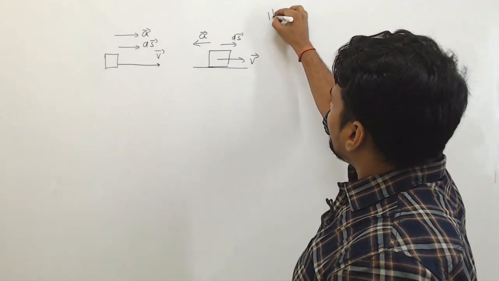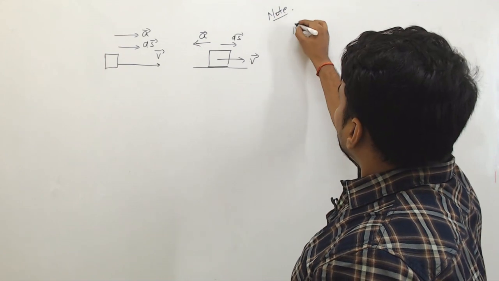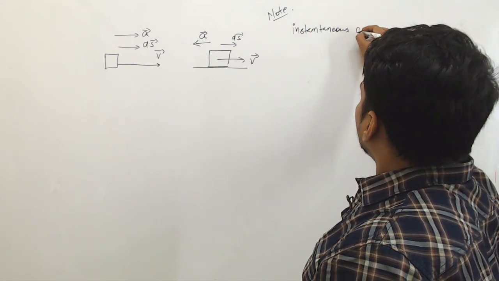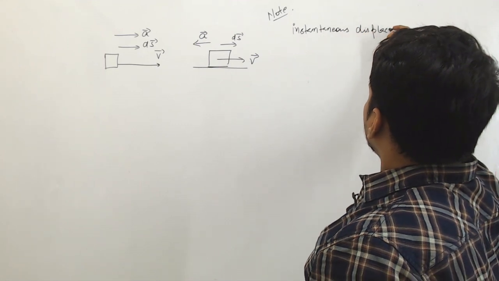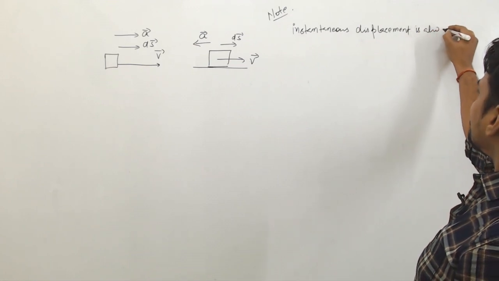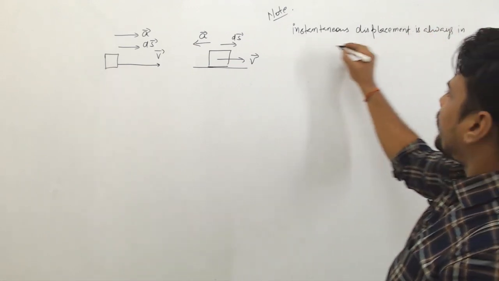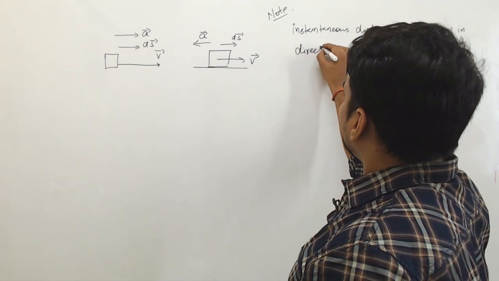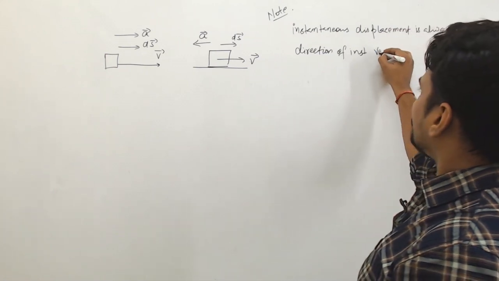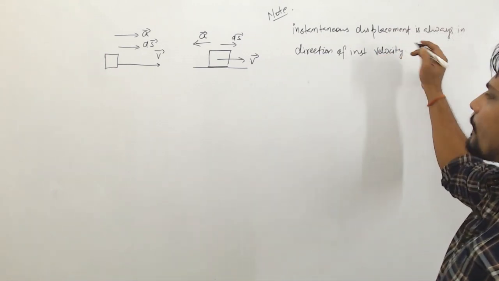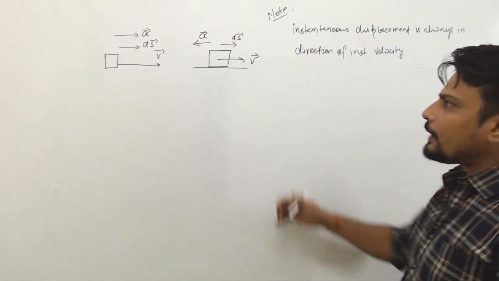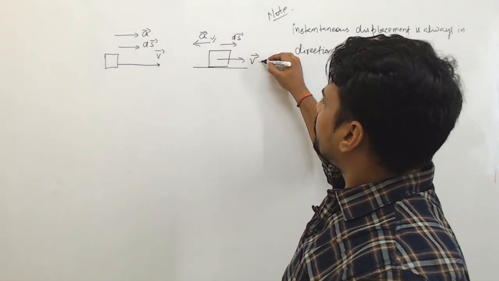So you can just make a note. Important thing. Note. Instantaneous displacement, write this down. Instantaneous displacement is always in direction of instantaneous velocity. It will always be in the same direction. All right, children? That is not going to be opposite. What could be opposite is the acceleration vector and the velocity vector.